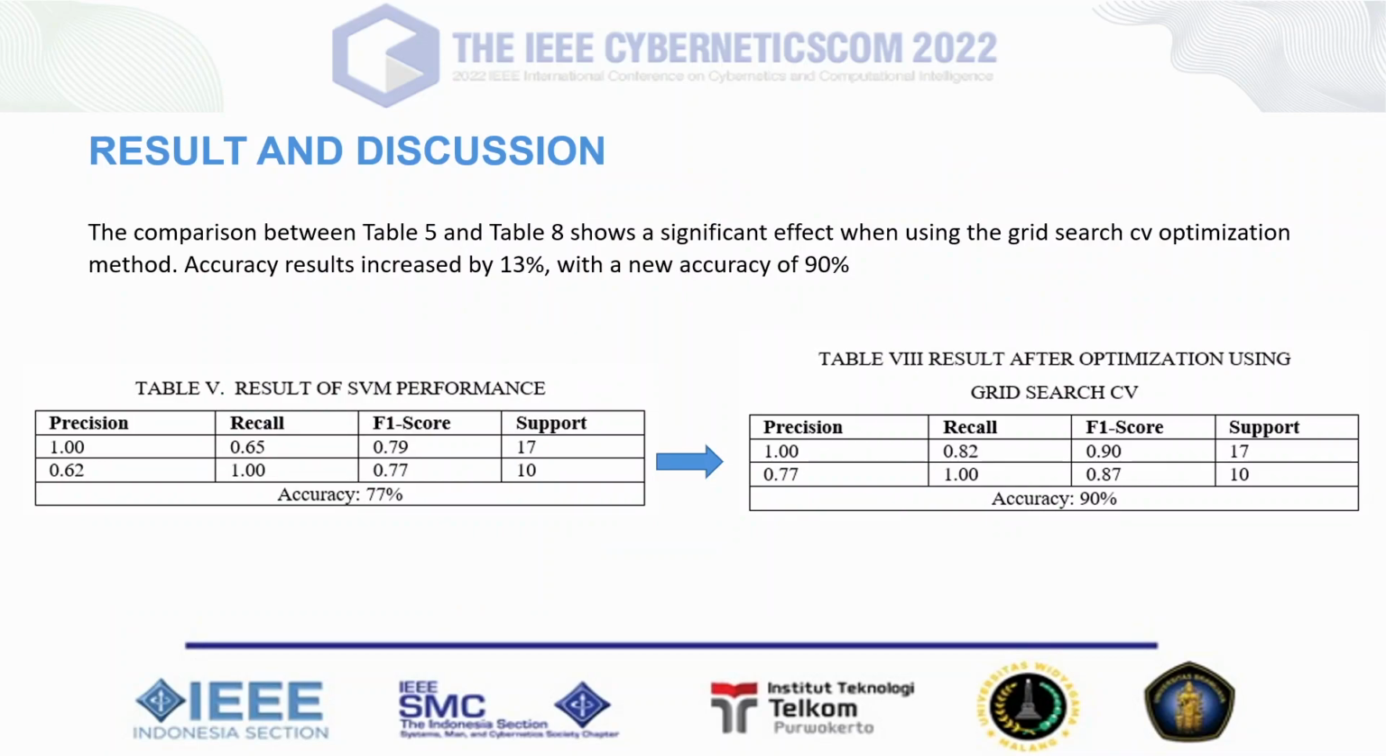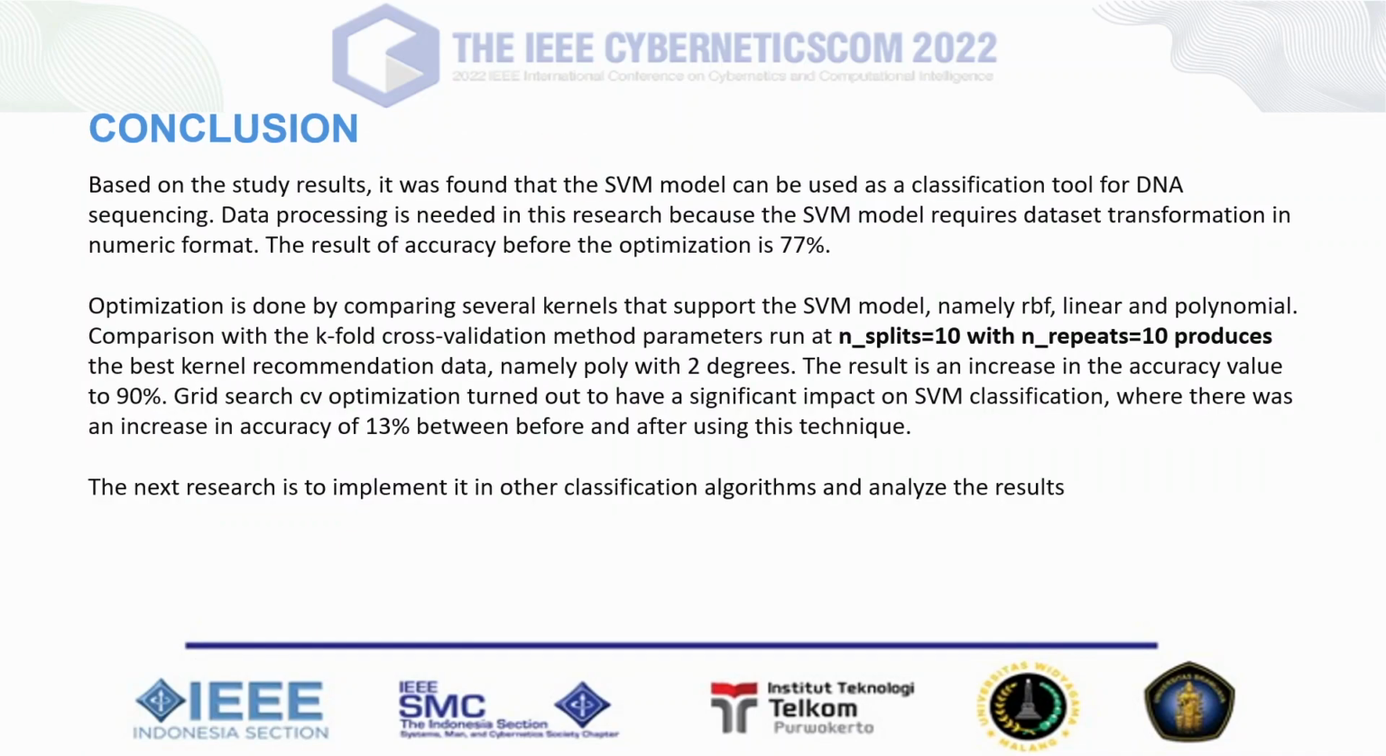The comparison between table 5 and table 8 shows a significant effect when using the grid search cross validation optimization method. Accuracy increased by 13% with a new accuracy of 90%. You can see for table 5, we have 77% accuracy, and for table 8, we have 90% accuracy after using grid search cross validation.